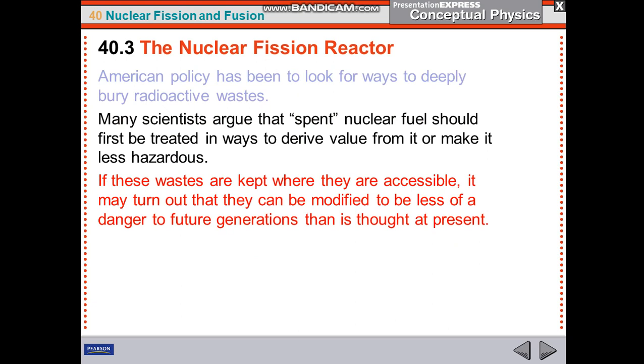American policy has been to look for ways to deeply bury radioactive waste. Many scientists argue that spent nuclear fuel should first be treated in ways to derive value from it or make it less hazardous. So, they are thinking about recycling the nuclear waste. If these wastes are kept where they are accessible, it may turn out that they can be modified to be less of a danger to future generations than is thought at present.